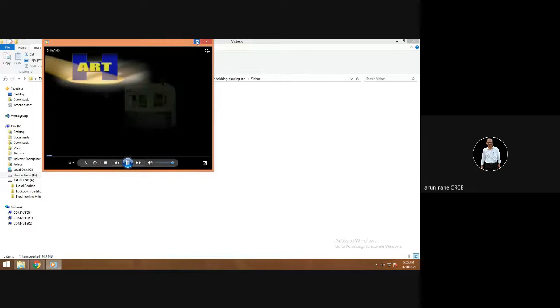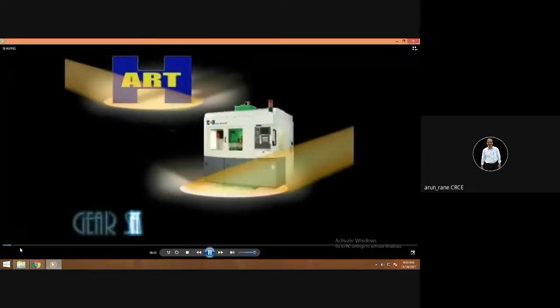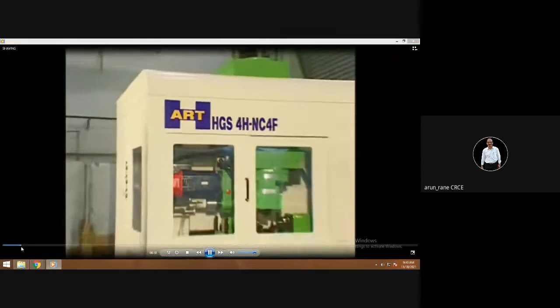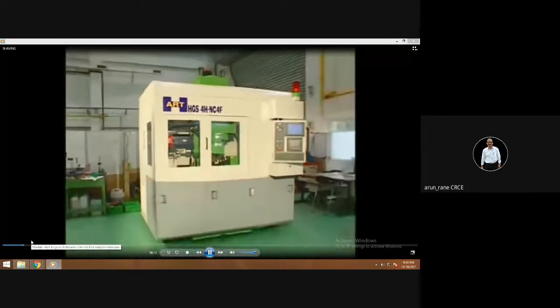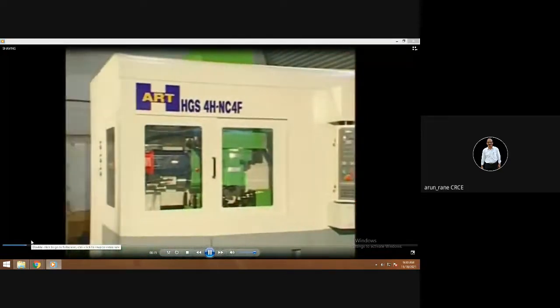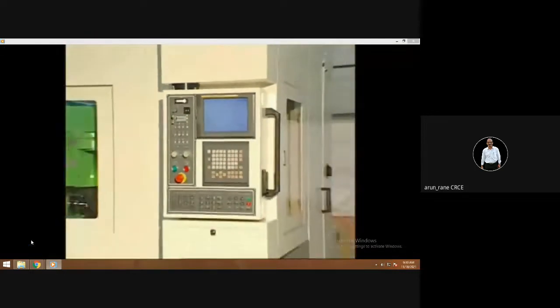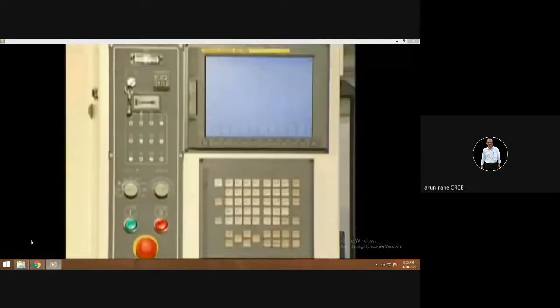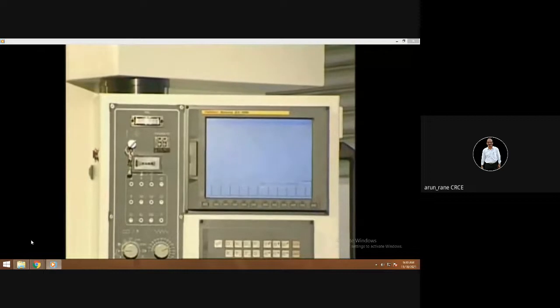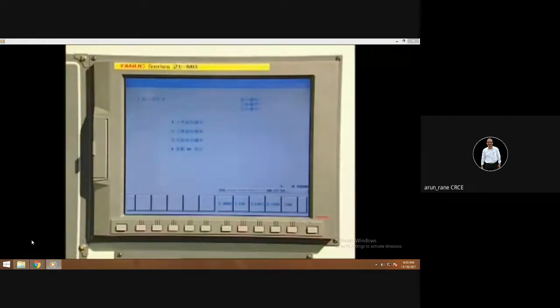Now this is another operation called gear shaving. And remember, gear shaving is not a gear generating operation. It is not a gear cutting operation. It is for finishing the gear teeth. It cannot generate the gear teeth.